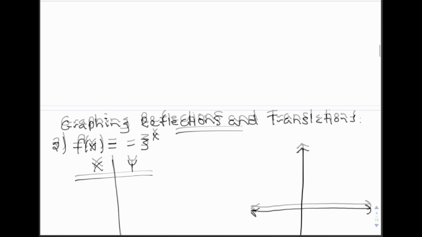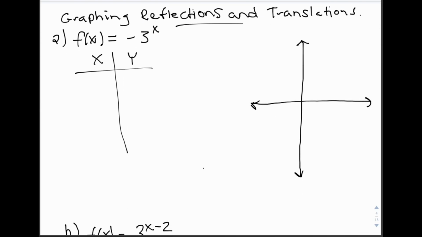Okay, so our next topic, we looked at some of our basic graphs. What we can actually do now is perform some reflections and translations. So say, for example, we are looking at f of x is equal to -3 raised to the x. Let's go ahead and figure out what this one is going to look like. So again, we're going to start off by plotting some points here.